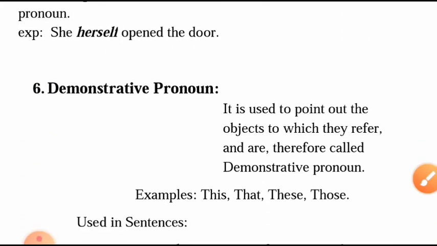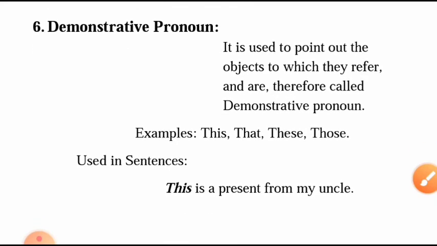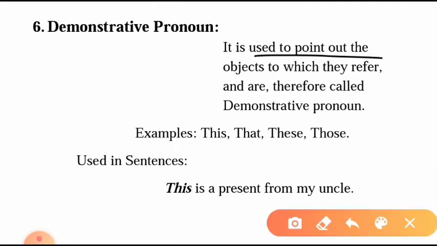So let's move to the sixth kind, which is demonstrative pronoun. It is used to point out the objects to which they refer and is therefore called demonstrative pronoun. So demonstrative pronouns actually we use just to point out the objects. You can see the example. These are a few examples of demonstratives: this, that, these, those.